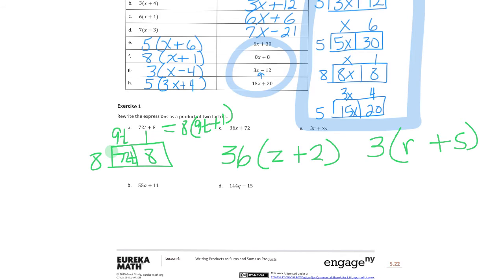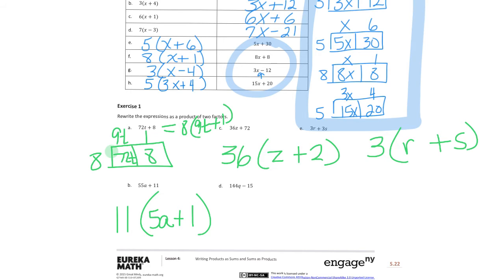On b, looking at those two terms, I know that 11 will go into both of them. So on the first one, 55a divided by 11 is 5a, and 11 divided by 11 is 1.